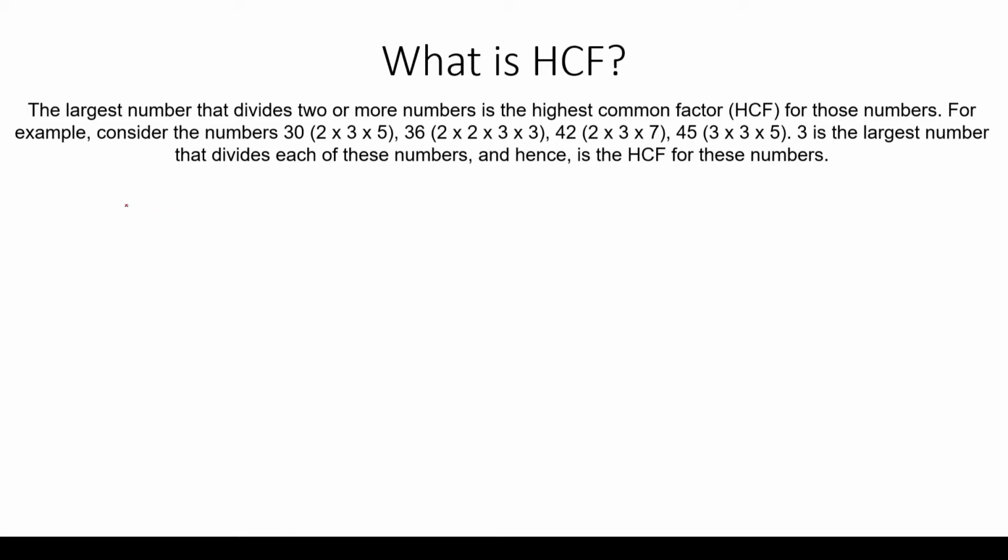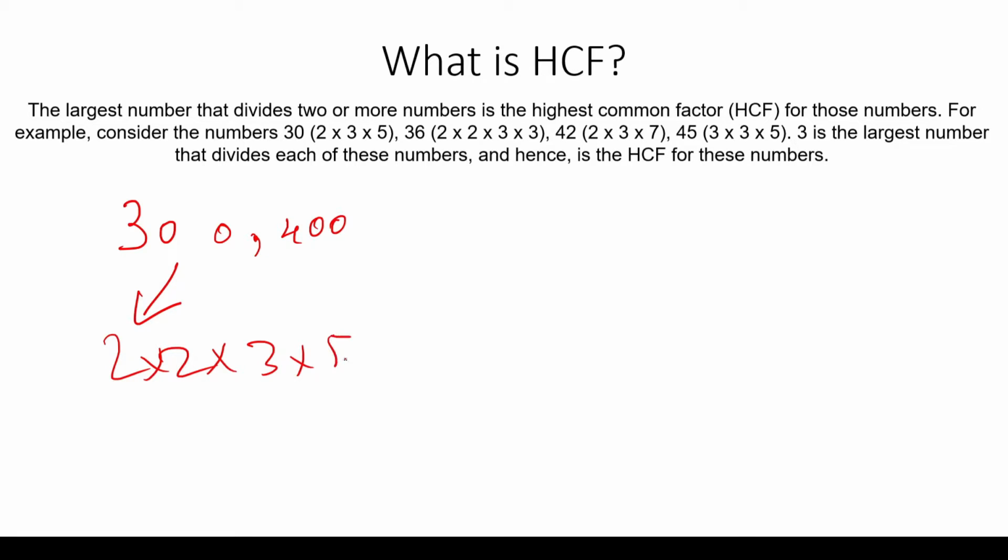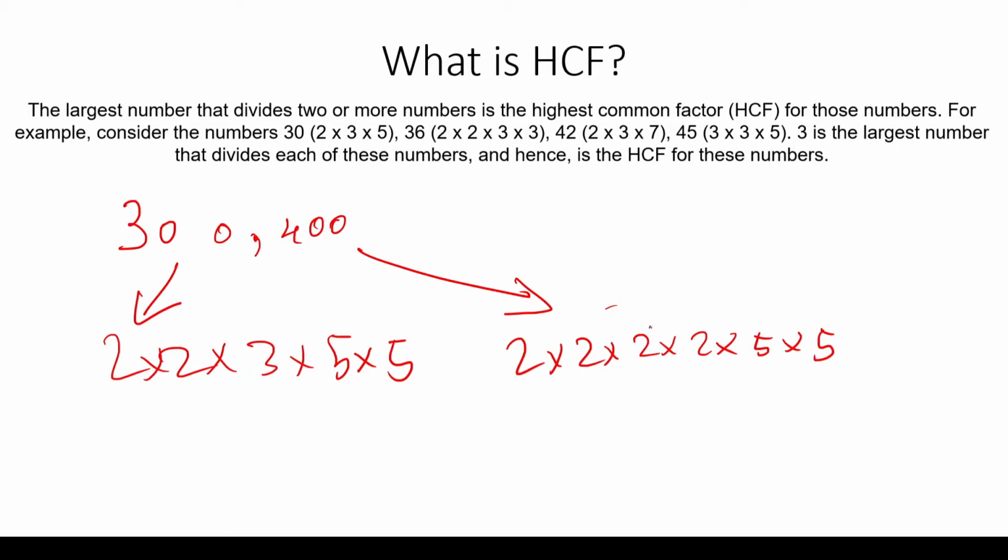So let's start with an example. Let's take the numbers 300 and 400, and we have to take out the HCF of these numbers. If we break it down, 300 will be 2 into 2 into 3 into 5 into 5. Of 400, it will be 2 into 2 into 2 into 2 into 5 into 5. Then we can see that it can also be 4 into 4 into 5 into 5, and also 16 into 25.